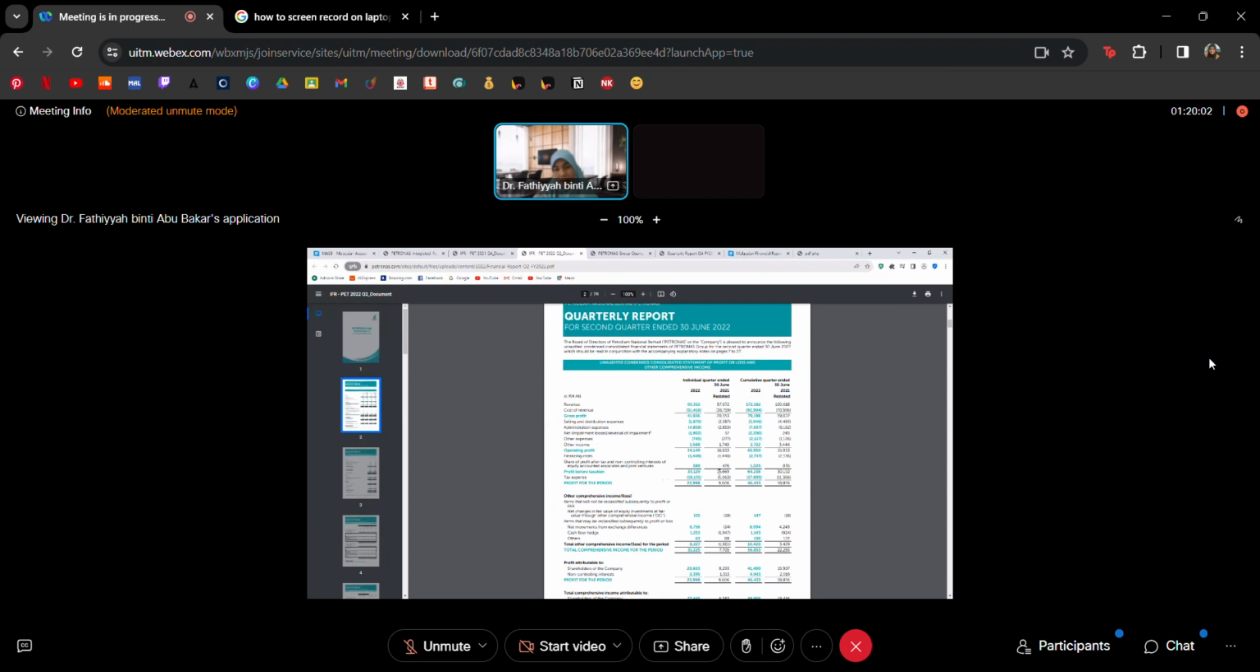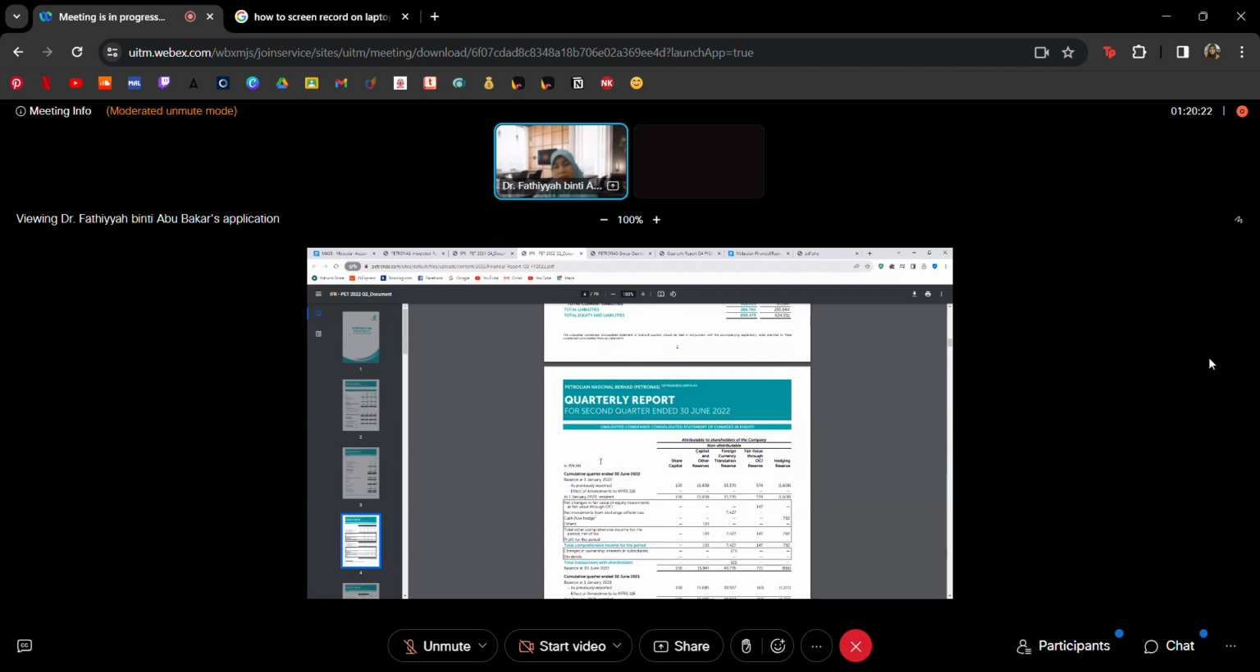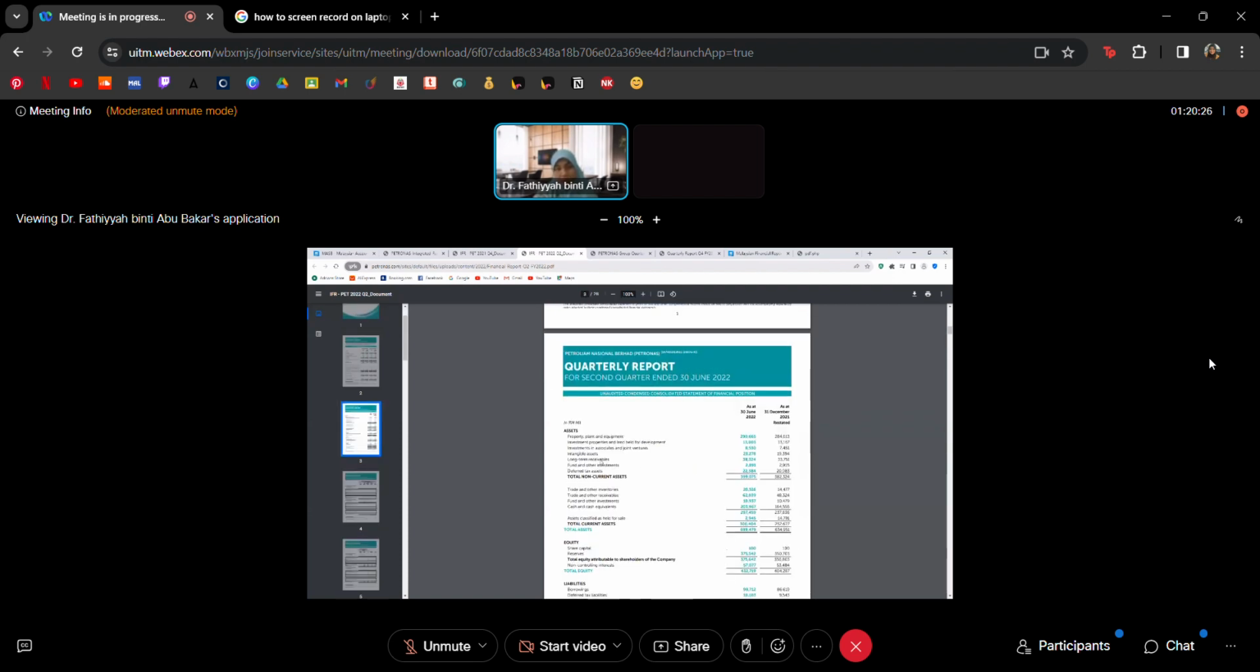Okay, so we take a look at the statement of comprehensive income. Here they compare with 30th June 2021. Also for the consolidated, still 31st December. See, it is how they prepare for the second quarter.